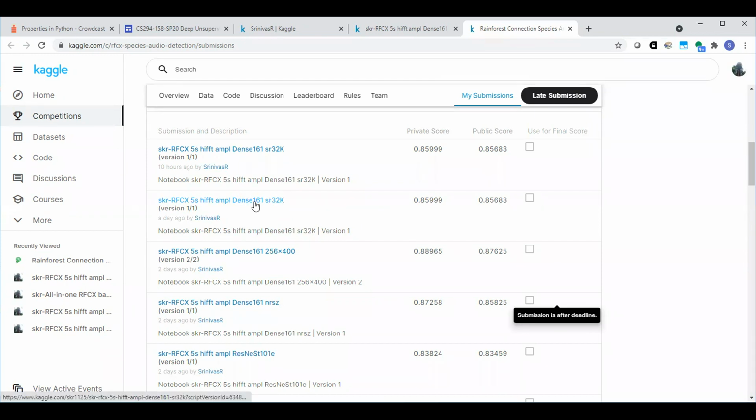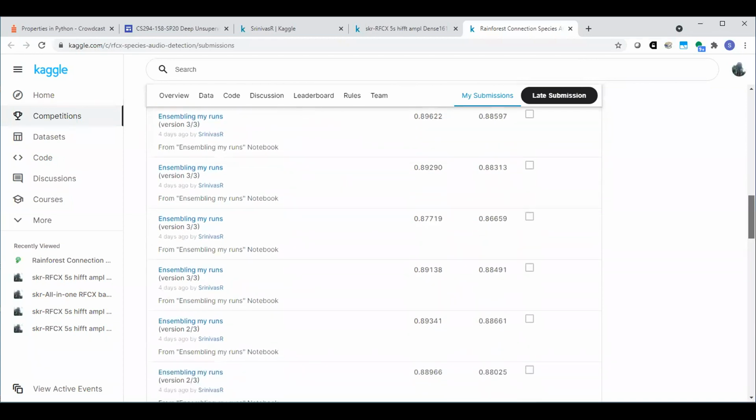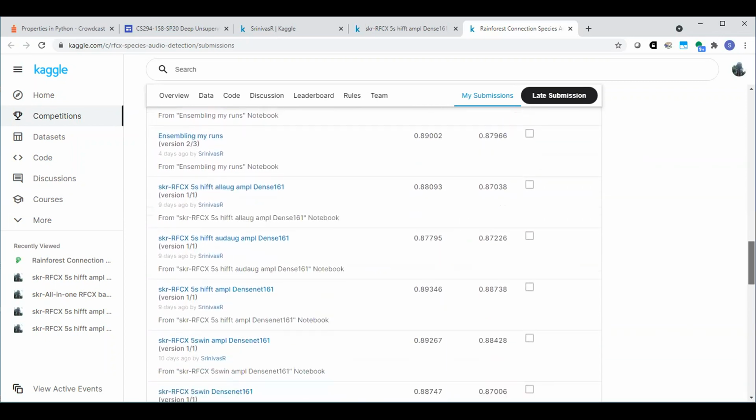So I tried that, and these two are identical, because I made a mistake and resubmitted the same thing. But bottom line, that's where I'm at. These are all experiments which fail to improve the score. The best score I've seen so far is the basic DenseNet 161, this one: 0.89346, 0.88738. So a 5-second window, 4096 FFT, power setting, amplitude, DenseNet 161, image size 224 by 400. It gets close to 0.9, but not above it.